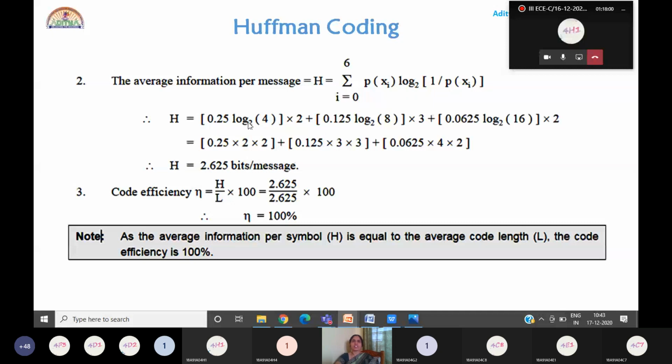Here the thing that you should remember is log 4 base 2. This you can easily solve. Log 4 base 2, you can write 4 as 2 square, so the power you can take outside the logarithm as a product. Log 2 base 2 is 1. Here you will get 3 log, because 8 you can write as 2 cube, so log 2 cube base 2 is 3 log 2 base 2, so it will be 3. And here you will have log 2 power 4 base 2, so 4 you will get here. Finally you will get entropy H as 2.625 bits per message.